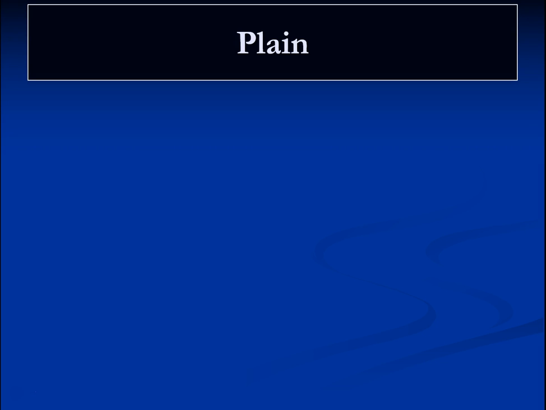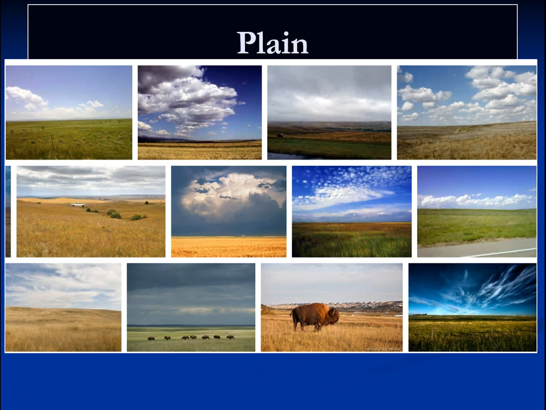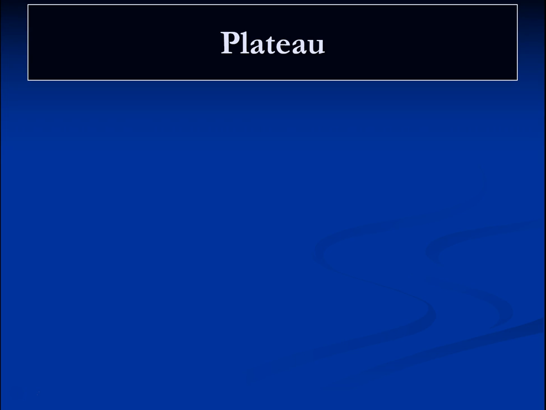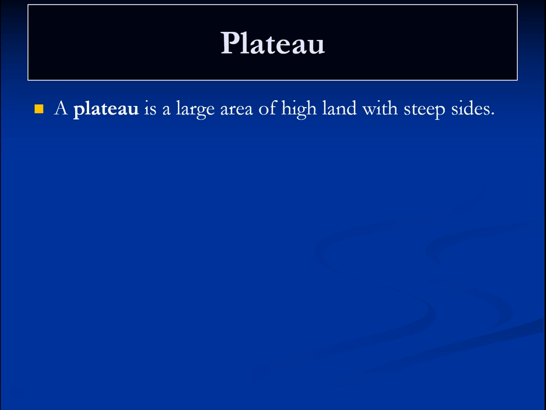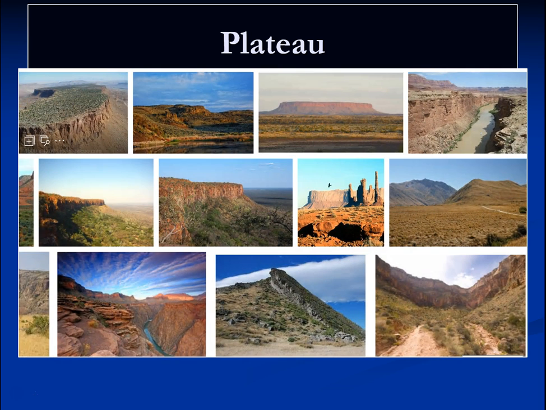Plain. A plain is a large area of flat land. Here are some pictures of the plains. Plateau. That's pronounced plateau. A plateau is a large area of high land with steep sides. These are some images of some plateaus.